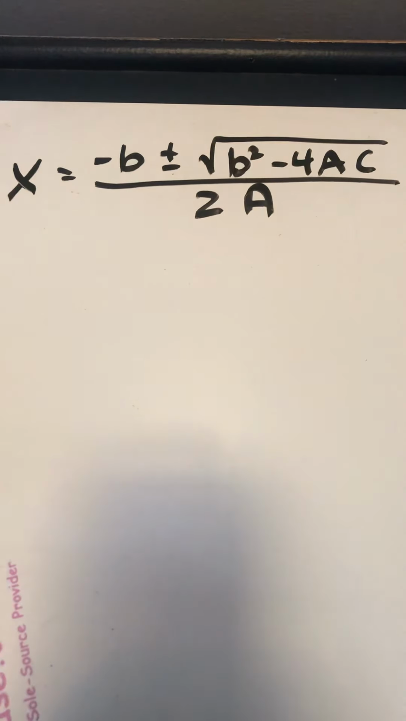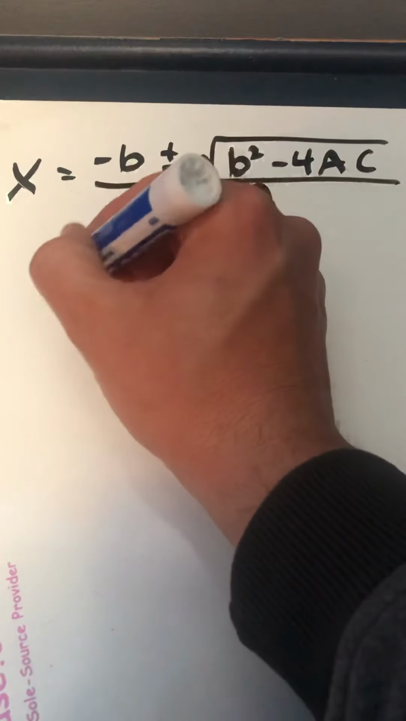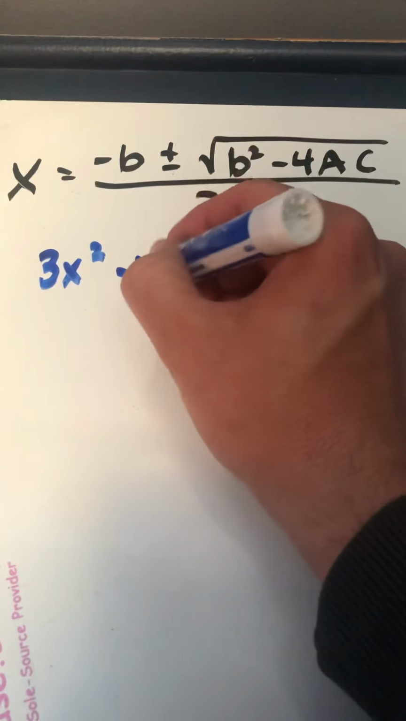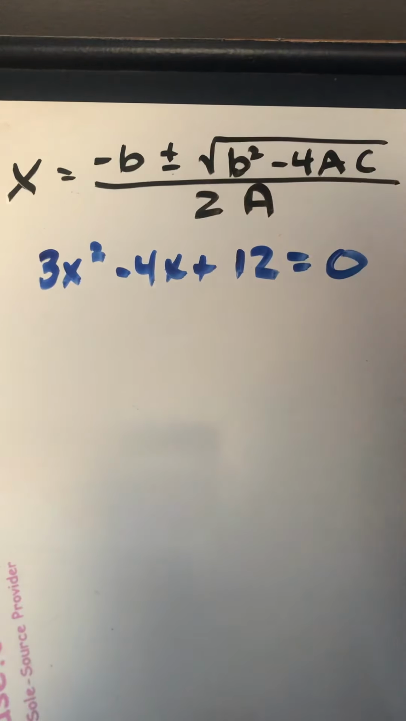This is the quadratic formula. You read it like this: x equals negative b plus or minus the square root of b squared minus 4ac, all over 2a. This formula is used to solve quadratic equations like this: 3x squared minus 4x plus 12 equals 0.